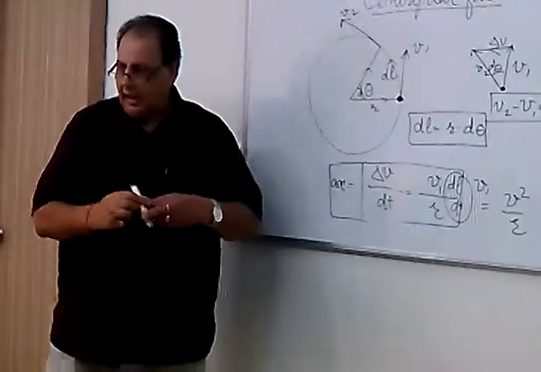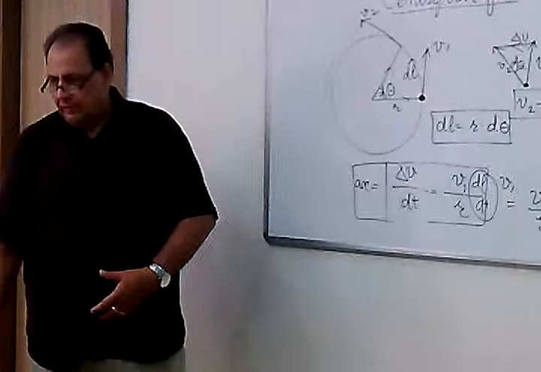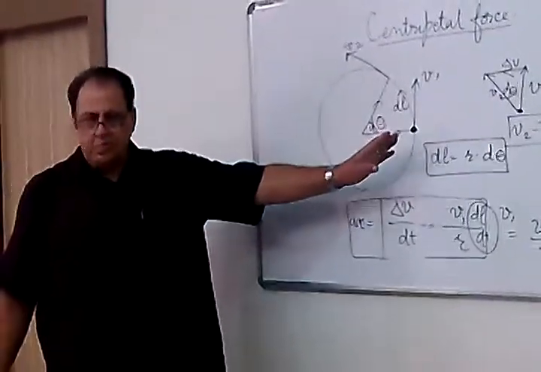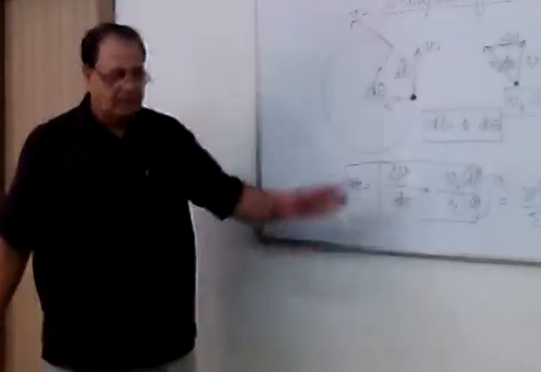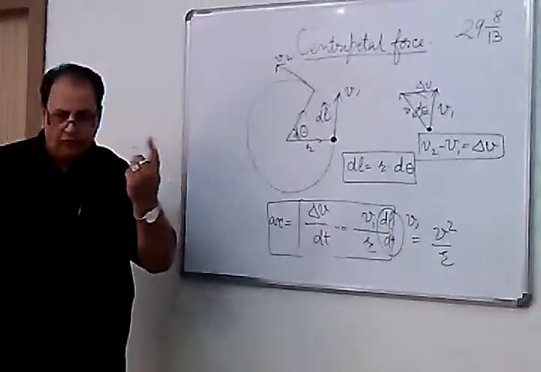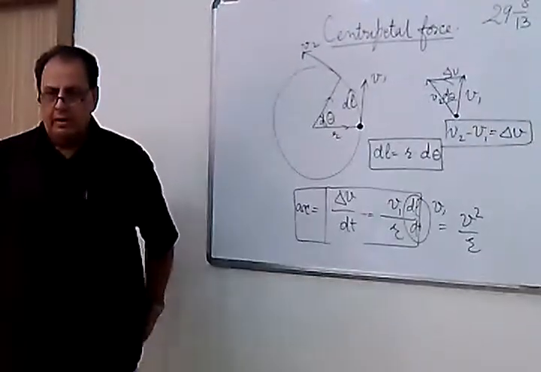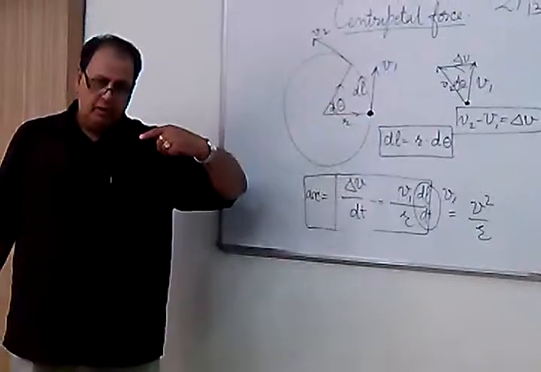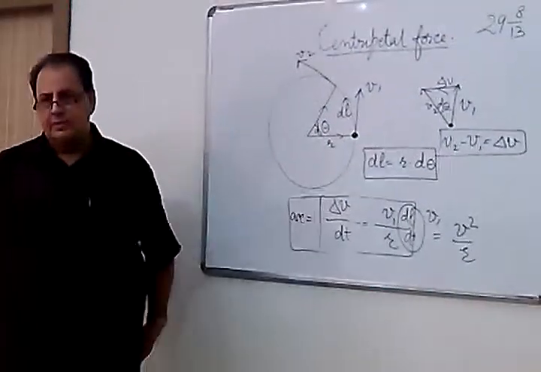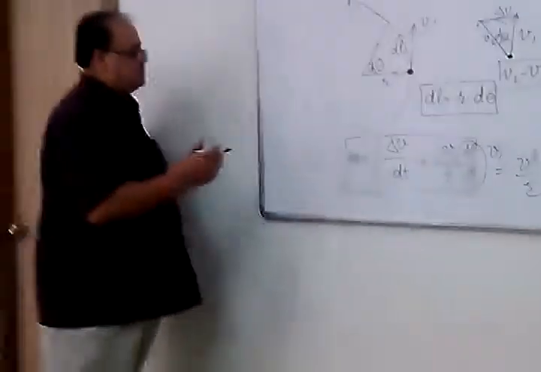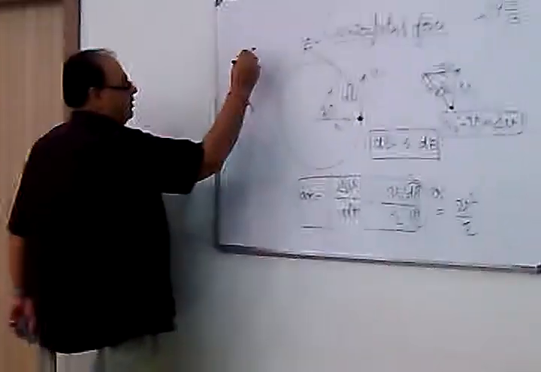Inward and outward? Let me try to understand. At this position, what has made it to move inside? What has made it to move from here to here? It should have gone straight. The pull of your thumb. That is the acceleration which you are giving. What do you call it? Direction of the acceleration. If it has moved instead of going like this, it is exactly the same thing.